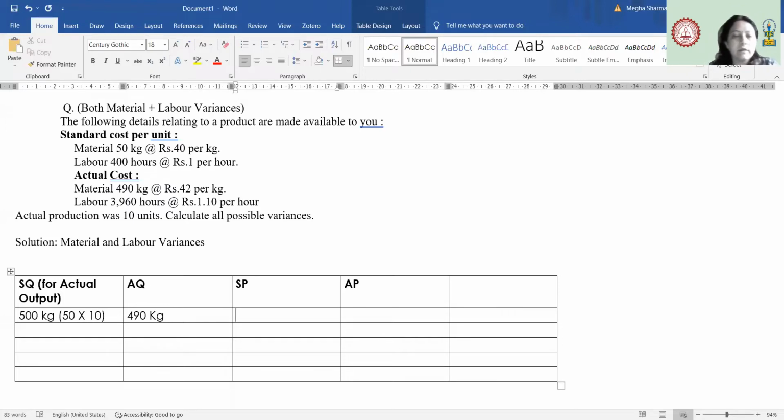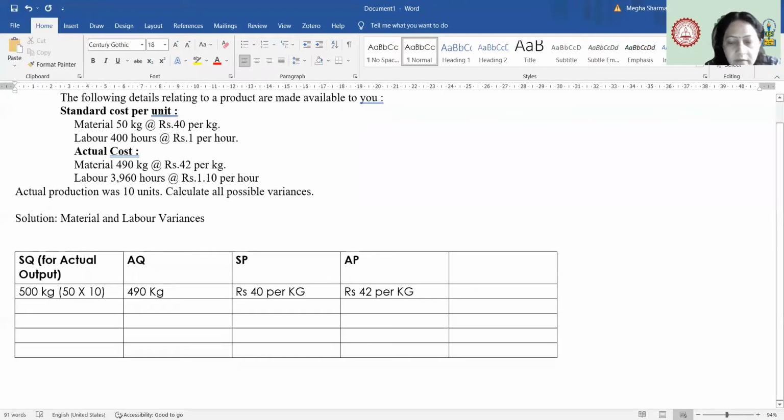Now come to your standard price. Standard price is how much? 40 rupees per kg. So we can write rupees 40 per kg. And how much is your actual price? 42 rupees per kg. Very good. So these are the four major components which you will require while calculating all your material variances, right? Now we can easily calculate our material variances.